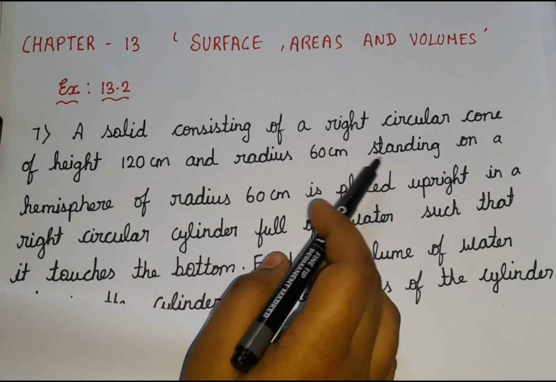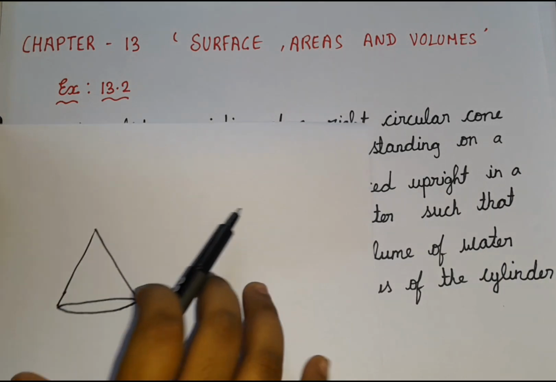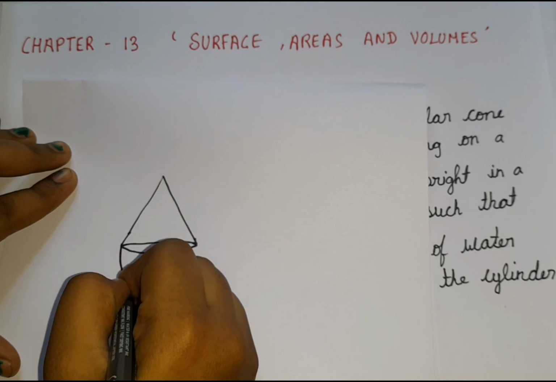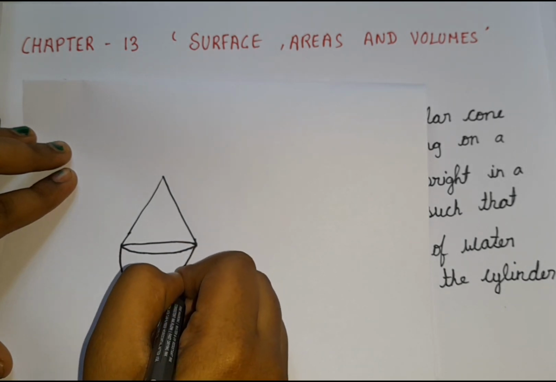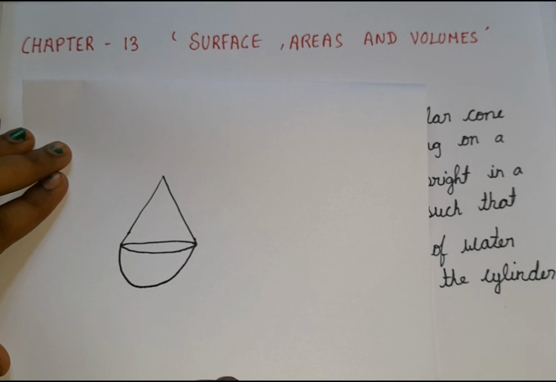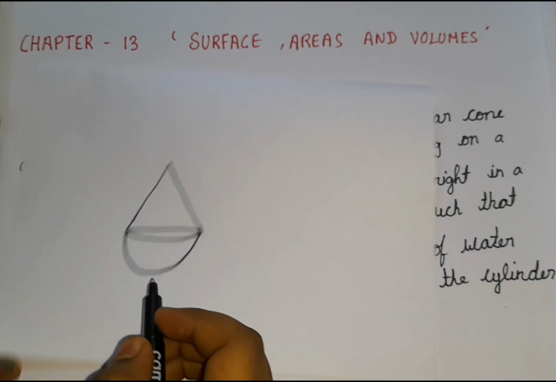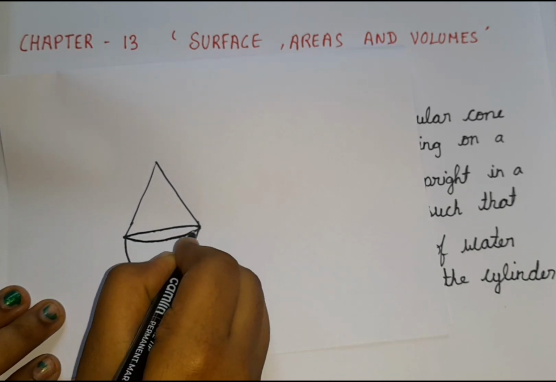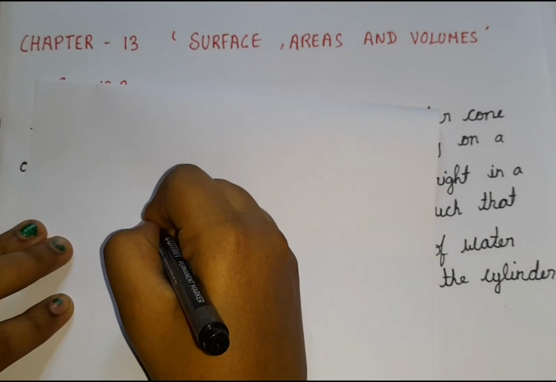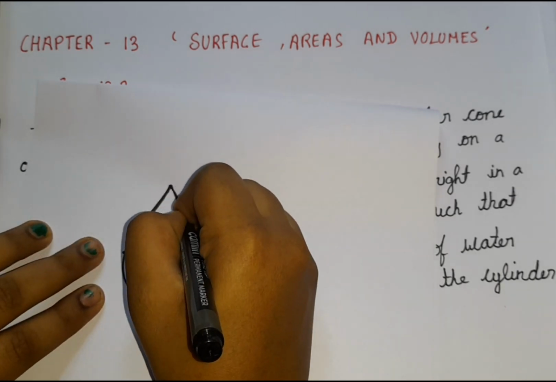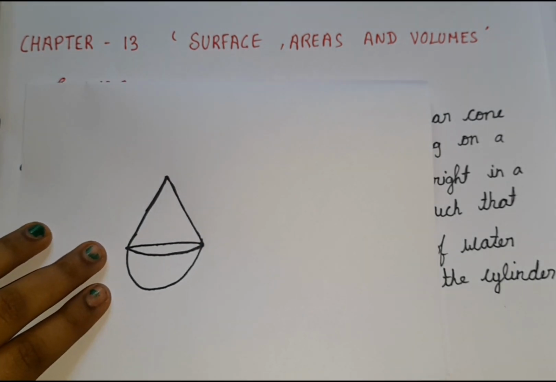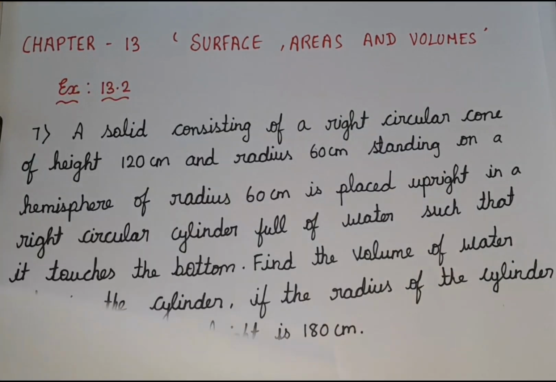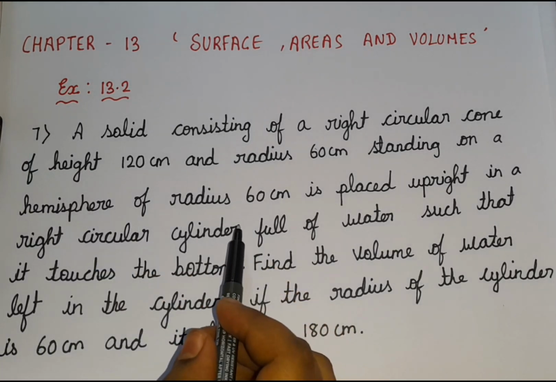So this cone is standing on a hemisphere. Since it is standing on a hemisphere, let us draw a hemisphere. Okay, so this is the hemisphere. The cone now is standing upon a hemisphere, right? Till here you understood, right? Now you can see it properly, am I right? So there is a cone which is standing upon a hemisphere. Later on we can mention the values.